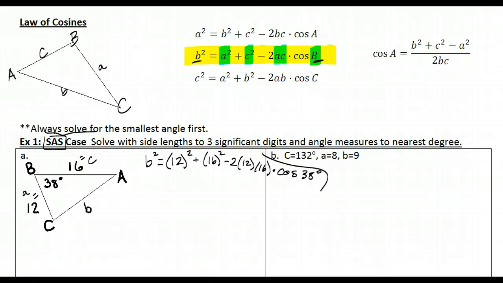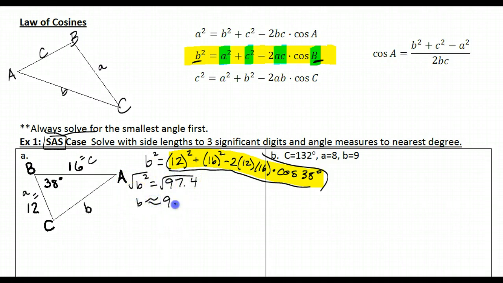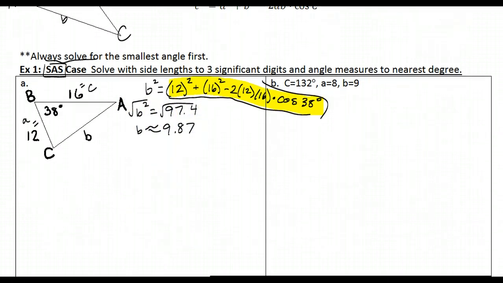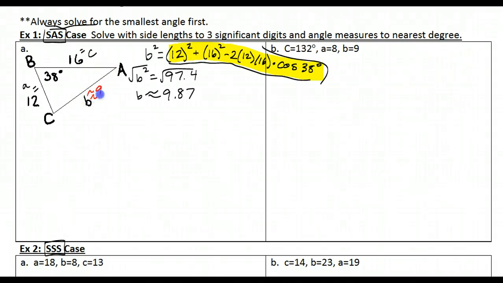Now, the first thing I notice when I look at that is that this whole thing is just numbers. There's no variable in that whole part right there. What that means is I could type in that entire thing into my calculator. The reason I'm making a big deal of this is for the side side side case, we're not able to type the whole thing into our calculator because I have a variable with the cosine, but I just want to point out now I don't have a variable there, so I could type that all in. When you type that all in, you get approximately 97.4. So then go ahead and square root, and you get 9.87. So B is approximately 9.87.